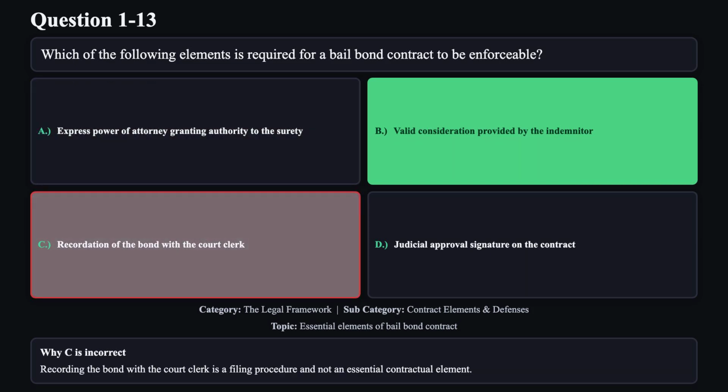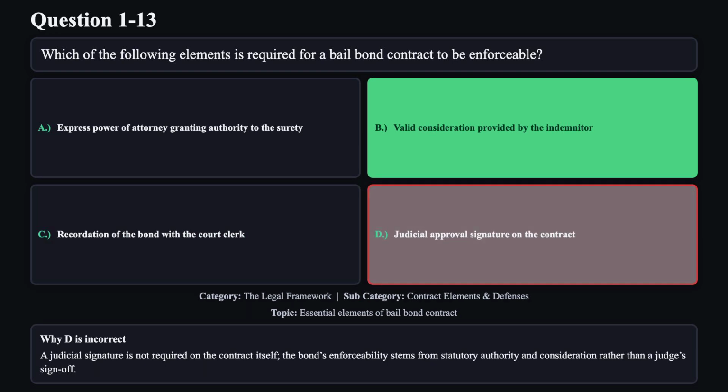Reason C is not correct. Recording the bond with the court clerk is a filing procedure and not an essential contractual element. Reason D is not correct. A judicial signature is not required on the contract itself. The bond's enforceability stems from statutory authority and consideration rather than a judge's sign-off.